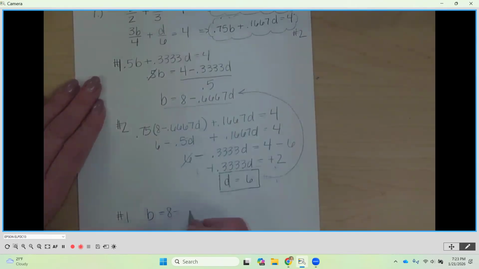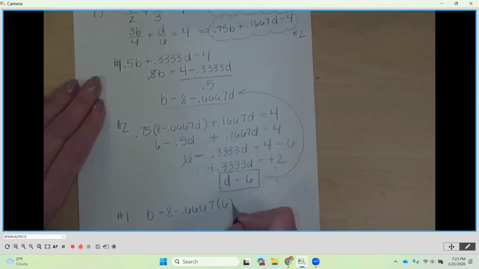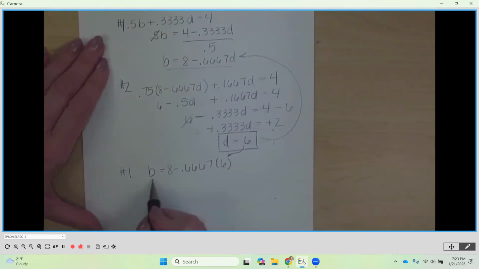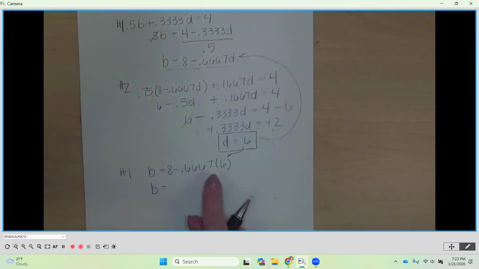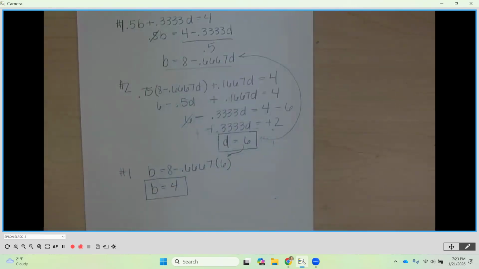So B is equal to 8 minus 0.6667 times D is 6. So that goes right there. Okay. So we're substituting where D was. So now B is our only unknown. So B is going to be equal to 8 minus 0.6667 times 6. So that's going to be 4. Yeah. And B is equal to 4.